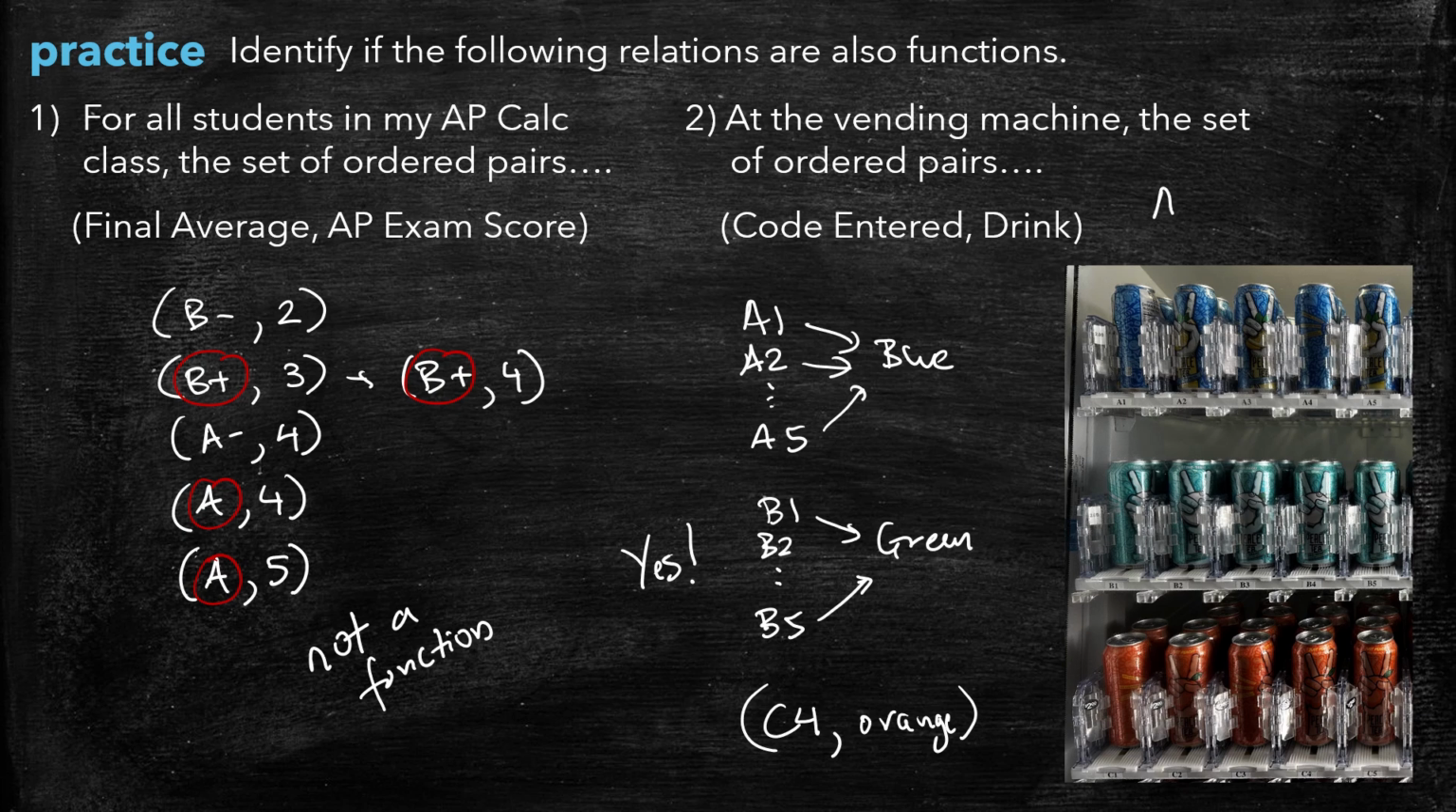Imagine if you typed in A1 and you didn't know if it was going to deliver you a blue or green iced tea. Well, it was fine if you knew that it was going to be a mystery color, but it's not so good if you know exactly what you want. So a vending machine is a perfect real-world example of why functions matter.